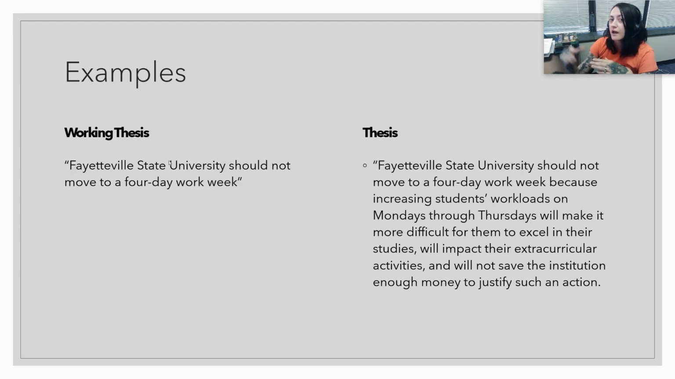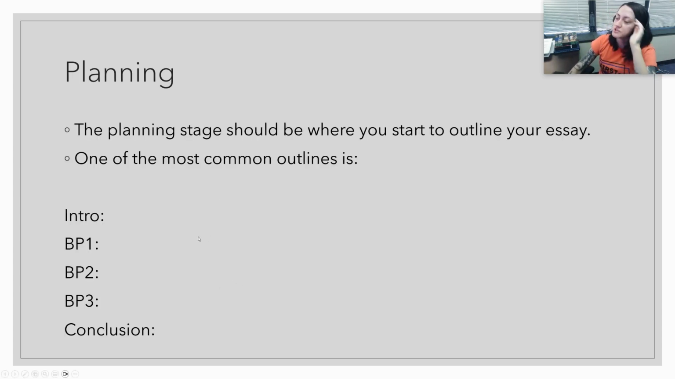So I would expect this student, after I read that thesis statement, the first body paragraph or section should be about how a 4-day work week makes it difficult for students to excel in their studies. And then the second one should be about extracurricular activities. And the third one should be about saving money or the lack thereof.